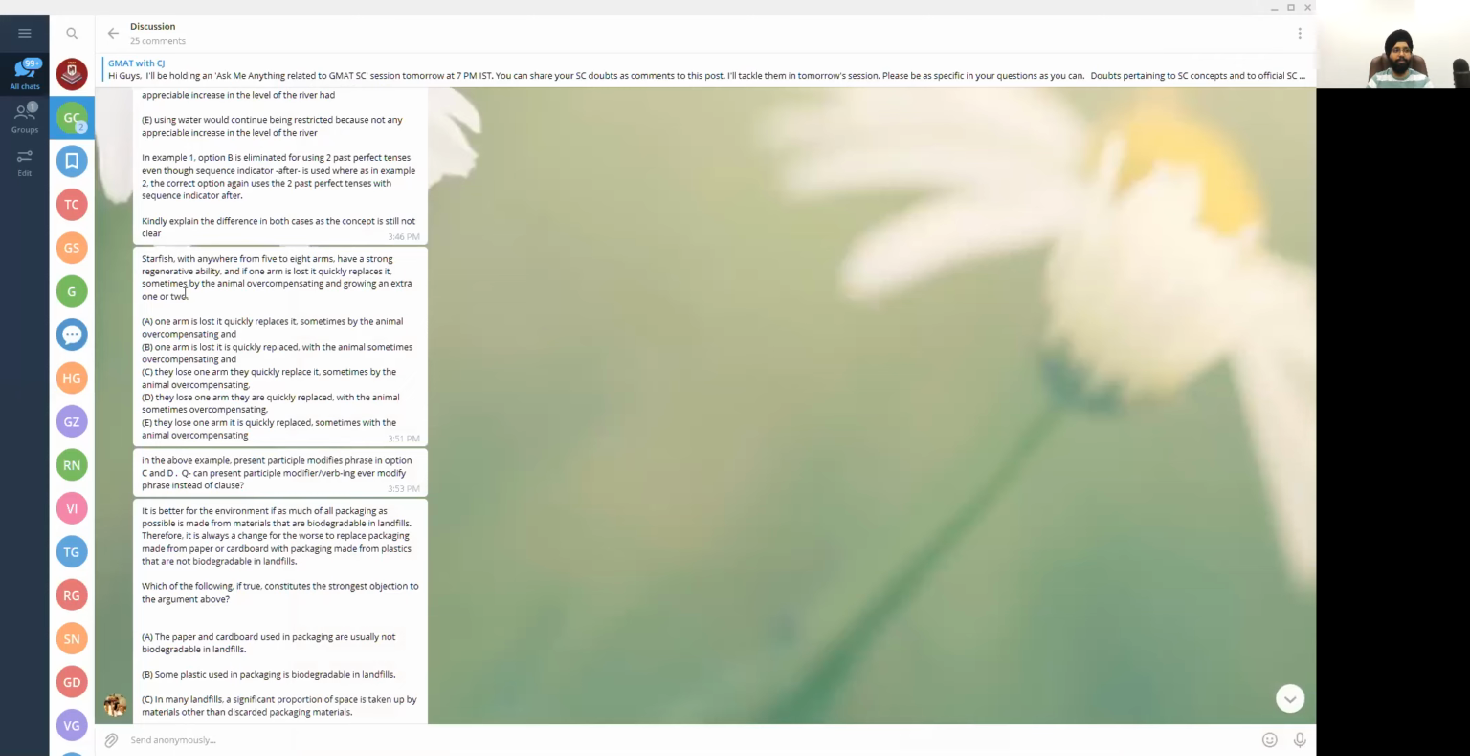In the starfish question, you have sometimes by the animal overcompensating. Of course, first of all, in this case, this is a separate modifier presenting information about the entire clause. And secondly, this is not a part of the main clause. The issue is that in sometimes by the animal overcompensating, overcompensating is just a modifier for the animal.